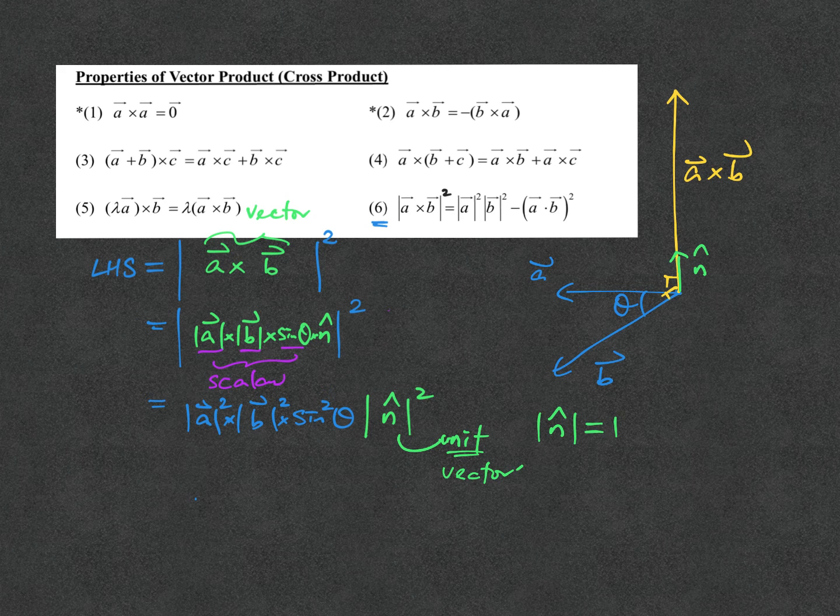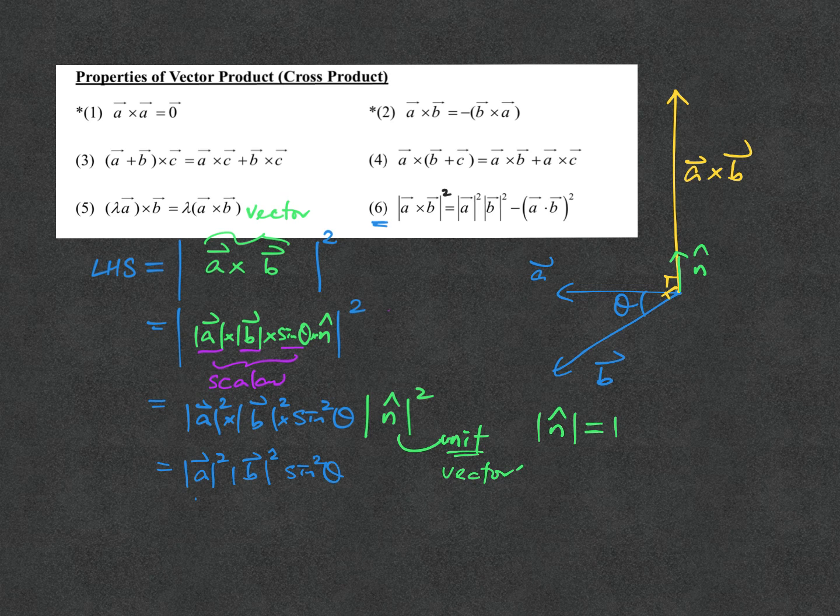So now the left-hand side becomes magnitude A squared, magnitude B squared, and sine squared theta. When I see sine squared theta, I think it's a very good expression because it may relate to the identity that sine squared theta plus cosine squared theta gives you 1. By the way, this comes to the end of the left-hand side because I have nothing more to do with magnitude A, magnitude B, and sine squared theta.